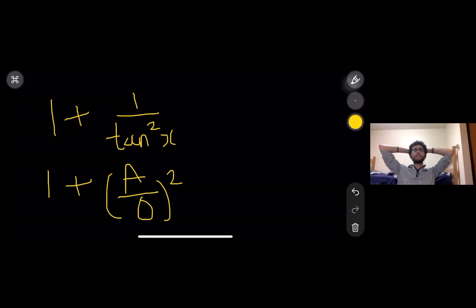Is that okay, guys? Just let me know if this is fine. Tan is opposite over adjacent. So 1 over tan would be adjacent over opposite. All good? If anybody has any question, just raise your hand. Press the raise hand button and I can see. Is this clear so far? Okay, good. So let's see what this is.